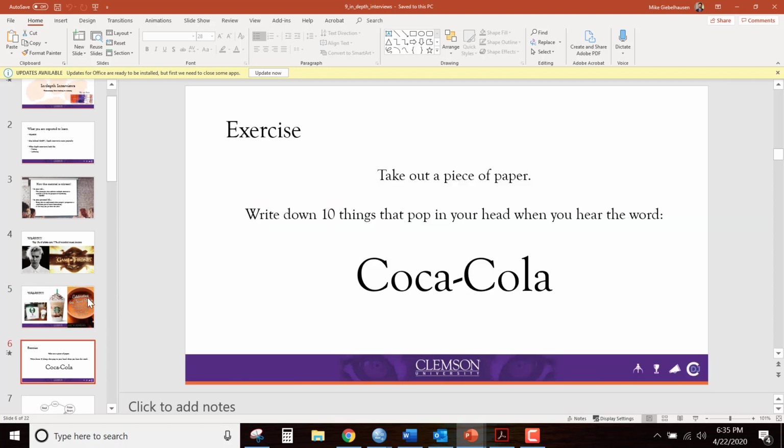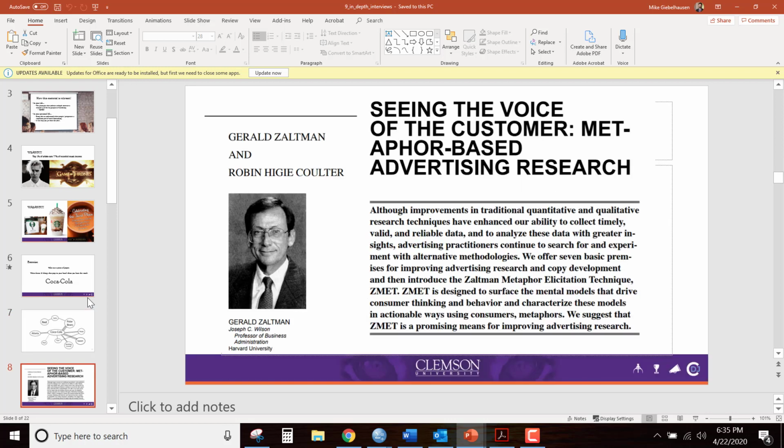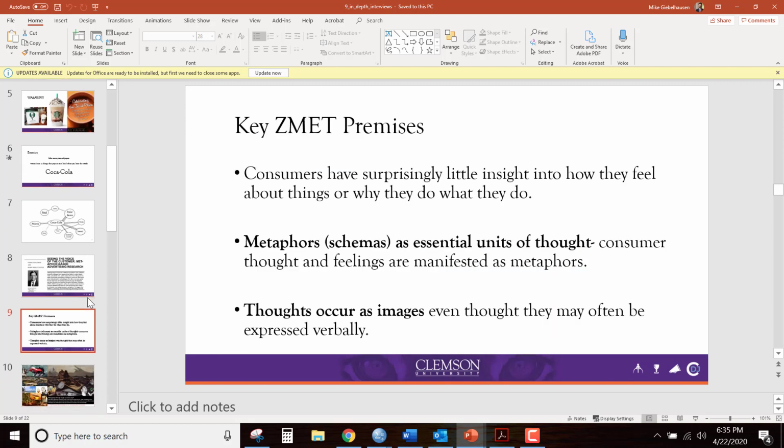All right. So the next thing we would have done in class is to take out the piece of paper and write down things that pop in our head when I said Coca-Cola. The point of that is to illustrate that we all have these shared and individual schemas for how we understand something. So in our brain, if we were to crack it open, this is what knowledge looks like. It's the way we understand any one concept is in its relation to other concepts, which is one of the fundamental premises of this ZMET technique that we talked about in class, and was the paper that we read.